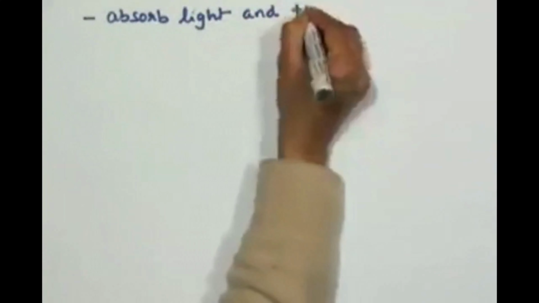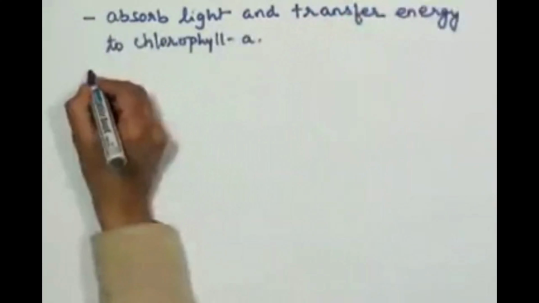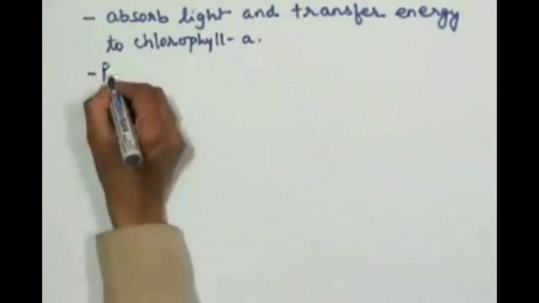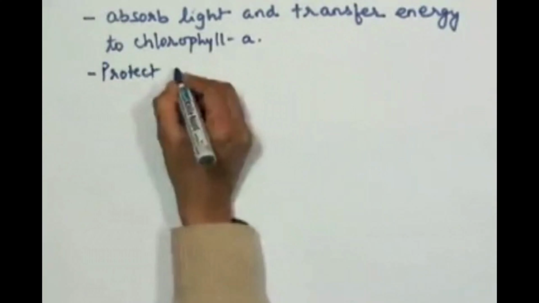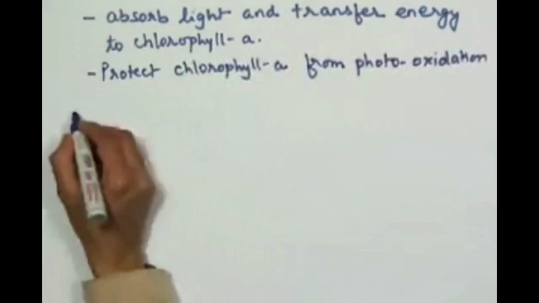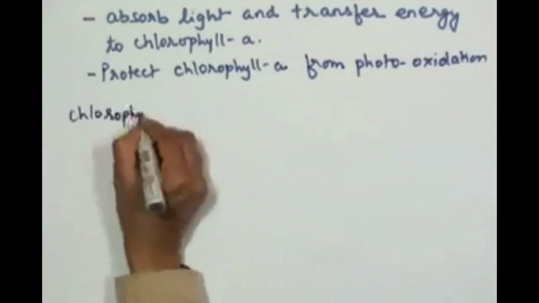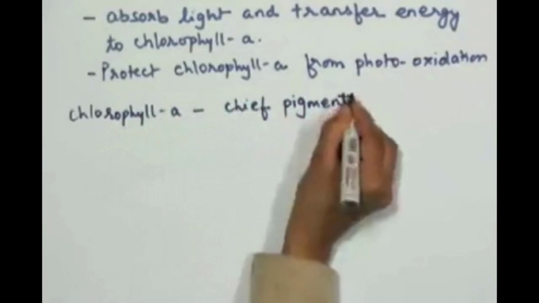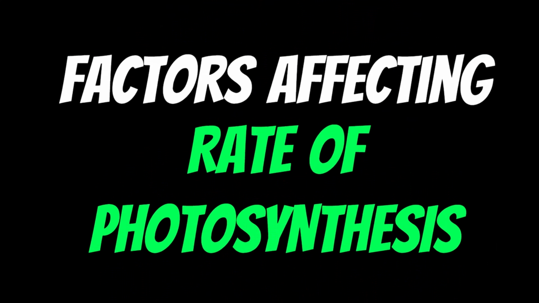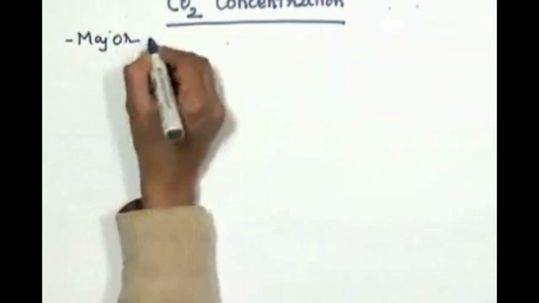The function of accessory pigments is to absorb light and transfer energy to chlorophyll A. And it also has another function, that is, it protects chlorophyll A from photooxidation. Hence, chlorophyll A is the chief pigment associated with photosynthesis. Carbon dioxide concentration is the major limiting factor for photosynthesis.